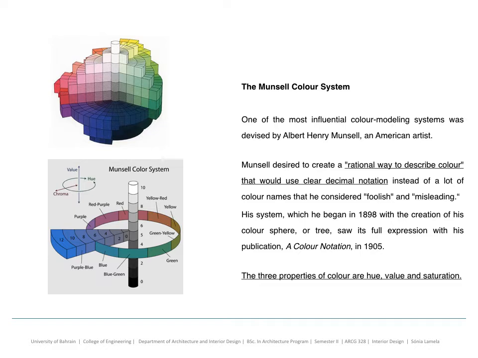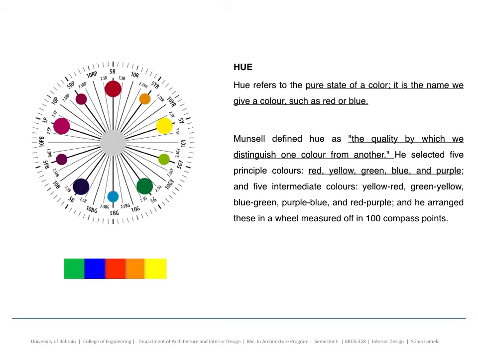So to make it clear, the first one that everyone knows is the hue. So hue represents the name of the color. It's the pure state of the color. So this is what we call green, what we call blue, what we call purple, what we call orange. And this is what distinguishes one color from the other one.